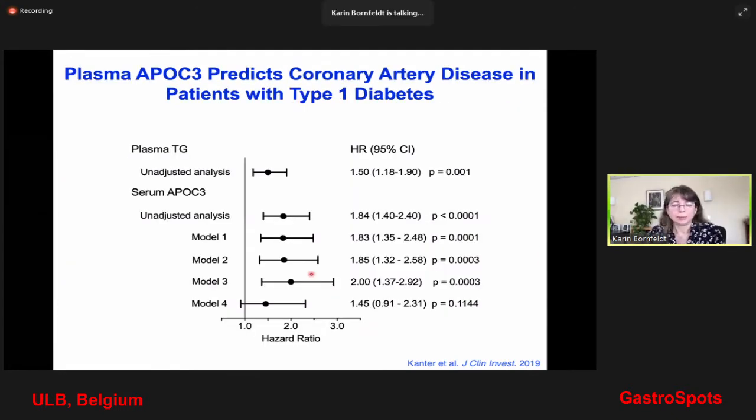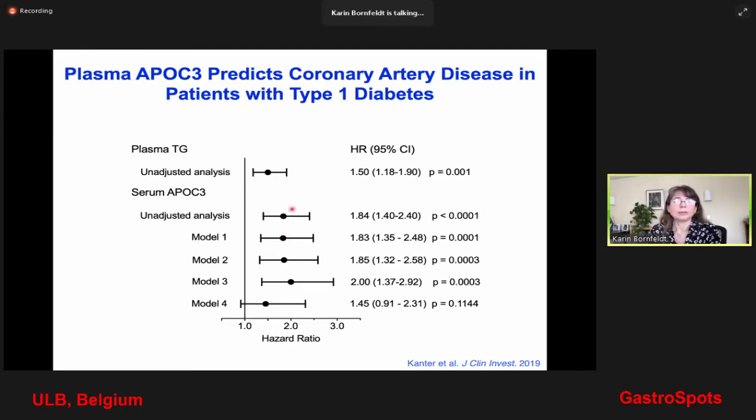So having measured ApoC3, we performed Cox proportional hazard models to look at ApoC3 as a CAD risk factor. And you can see here in the unadjusted analysis that for every 1 standard deviation increase in serum ApoC3 levels, there's about a 2-fold increased risk of having a later CAD event in these patients. Elevated triglycerides also increase the risk of developing a CAD event, but not as strongly as ApoC3.